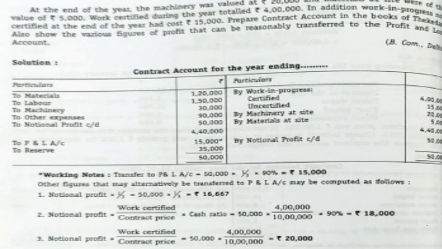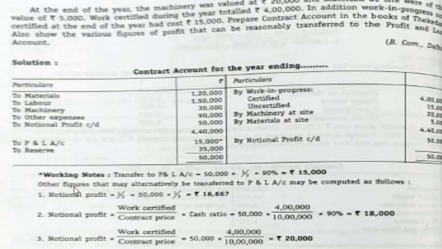Next, in this problem they have asked us to prepare the contract account in the books of Tickter, which we have done, and also show various figures of profit that can be reasonably transferred to the profit and loss account. So the various figures where we can transfer reasonably to profit and loss account, we can use various formulas. Like notional profit into 1 by 3, notional profit into work certified divided by contract price into cash ratio, notional profit into work certified divided by contract price. So you can use all these three methods.